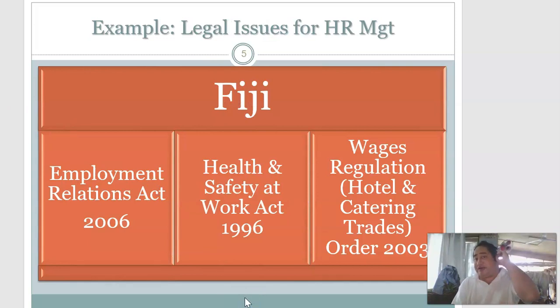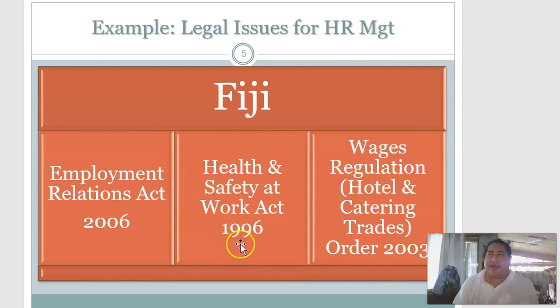So let's look at the legal issues of an HR manager. Remember, I spoke to you about the Employment Relations Act, which is from 2006. You need to be very thorough with that. You also need to be thorough with these acts, which are legislations stipulated by the law of the land or by government. You have the Health and Safety Work Act, 1996. These acts are reviewed over a period of time when they want to amend the act.